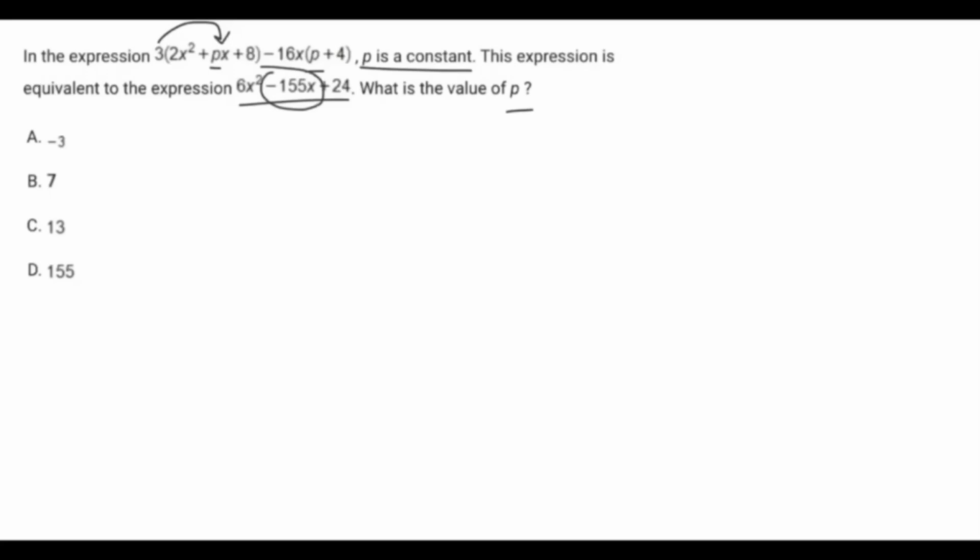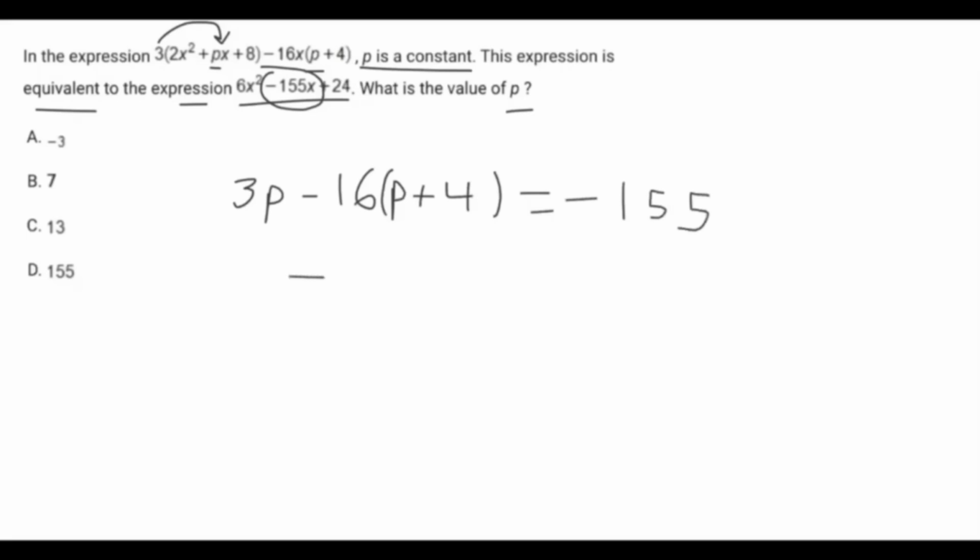Let's set up our equivalent equation, because it says this expression is equivalent to the expression. Therefore, we can set up that equation, isolate for p, and we'll be good to go. The 3 times px is just 3p, and I'm going to negate the x's for each of them because x is in each of these terms and it's just a substitute variable. Over here we have negative 16x times p, so just negative 16p. And I almost forgot the plus 4, so p plus 4. And that is all equivalent to negative 155, since we're negating the x. Let's do some distributive property. Negative 16 times p, negative 16p.